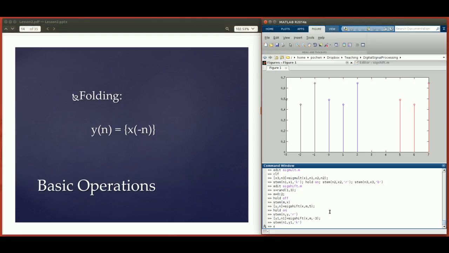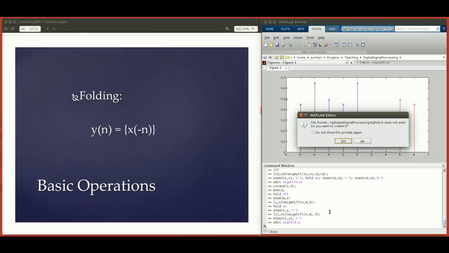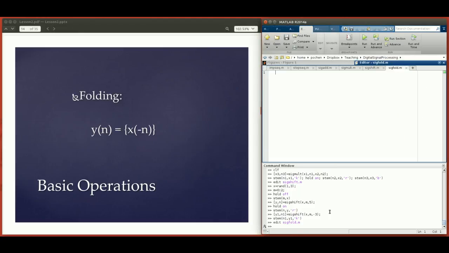So now let's write another function. Let's call it sigfold, sigfold.m. Now function, the output signal yn equals sigfold, and then the input signal xn. So now let me write a comment line. Implement yn equals x minus n.